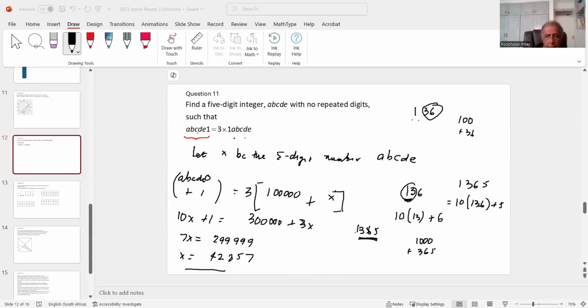Right? 289,989 divided by 7 gives you this answer here. So that is how you do this problem.